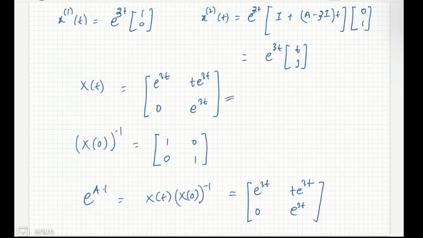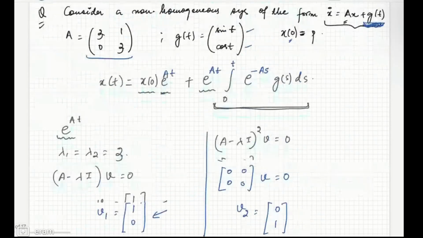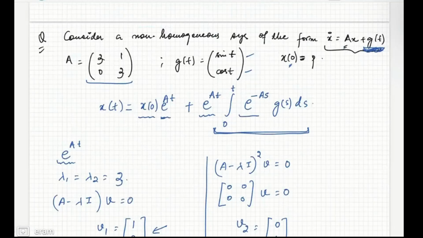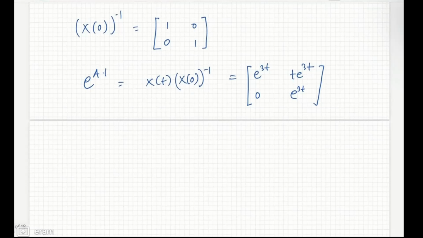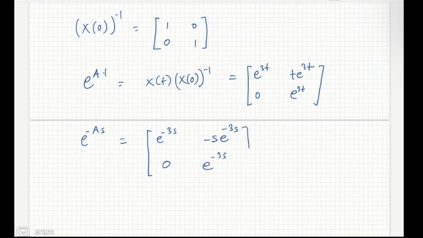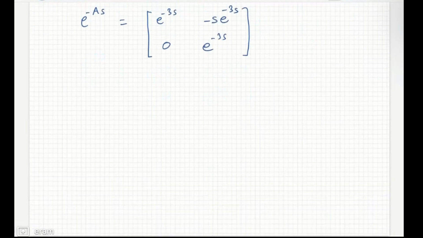Now what next do we have to calculate to solve this integration? We have to calculate e to the power minus As. So e to the power minus As will be nothing but we have to replace t with minus s. So it is e to the power minus 3s, minus s e to the power minus 3s, 0, e to the power minus 3s. Okay, now we have everything in hand. We just need to write the solution and do the integration.